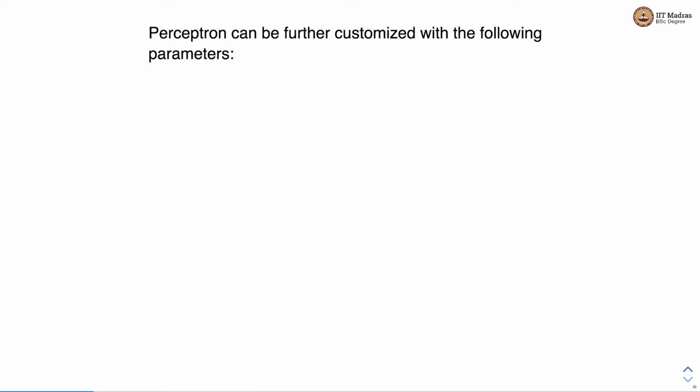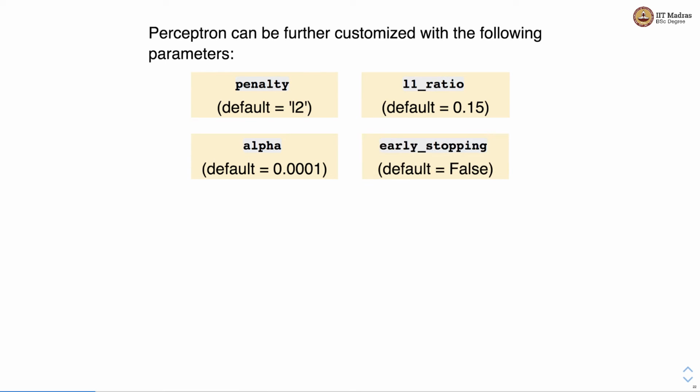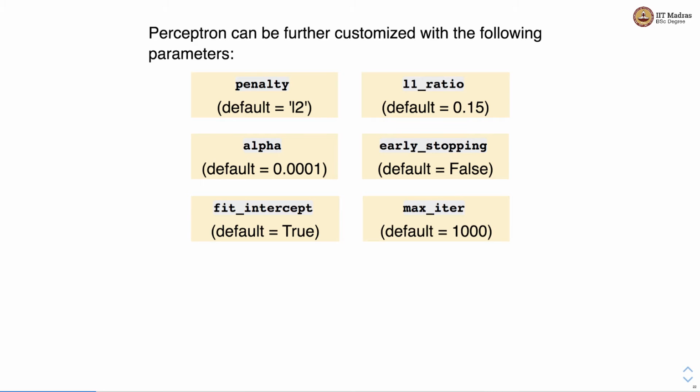So Perceptron can be further customized with the following parameters. We can set penalty to, let's say, L2 or L1. We can also set L1 ratio in case of elastic net penalty. We can set the regularization rate alpha. We can also set the early stopping criteria. We can also control whether we want to fit the intercept. We can specify the max iteration.